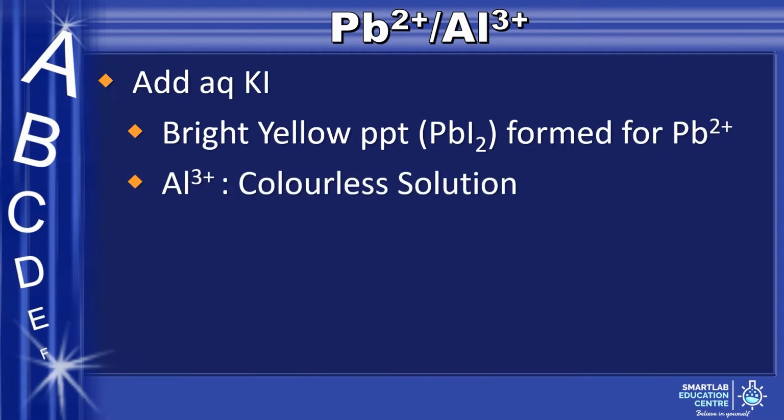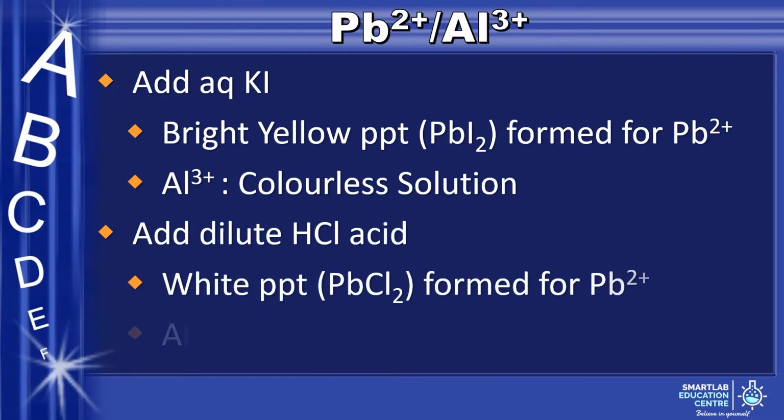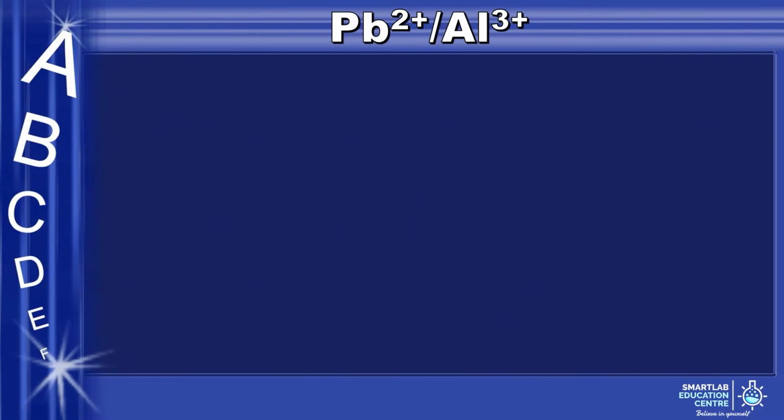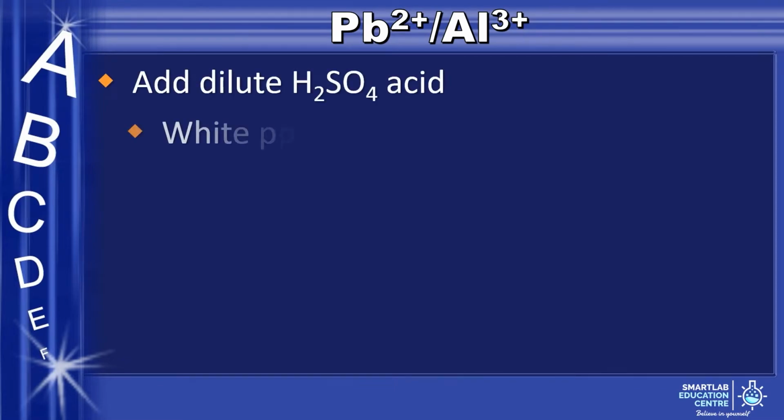The second way is to add hydrochloric acid, where similarly a white precipitate is formed for lead and a colorless solution is formed for aluminium. The last way is to add dilute sulfuric acid, and the cations will produce the same results as the previous methods.